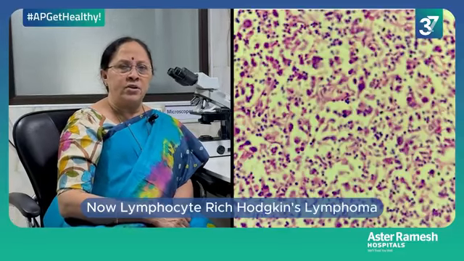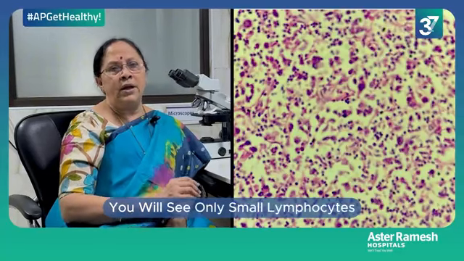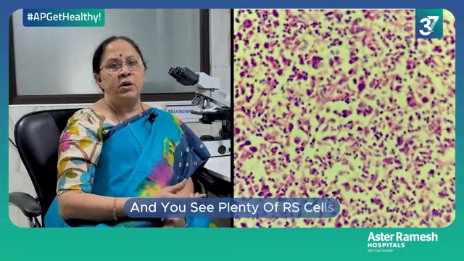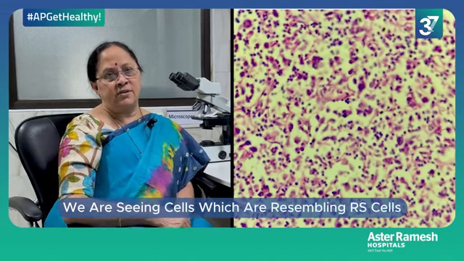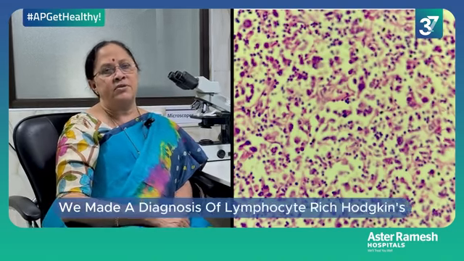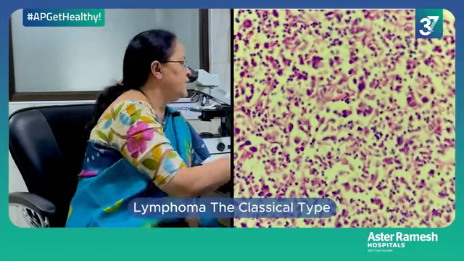Now, in lymphocyte rich Hodgkin's lymphoma also, the background is not polymorphic. You will see only small lymphocytes and you see plenty of RS cells. In this case, we are seeing cells which are resembling RS cells. So, with this picture, we made a diagnosis of lymphocyte rich Hodgkin's lymphoma, the classical type.